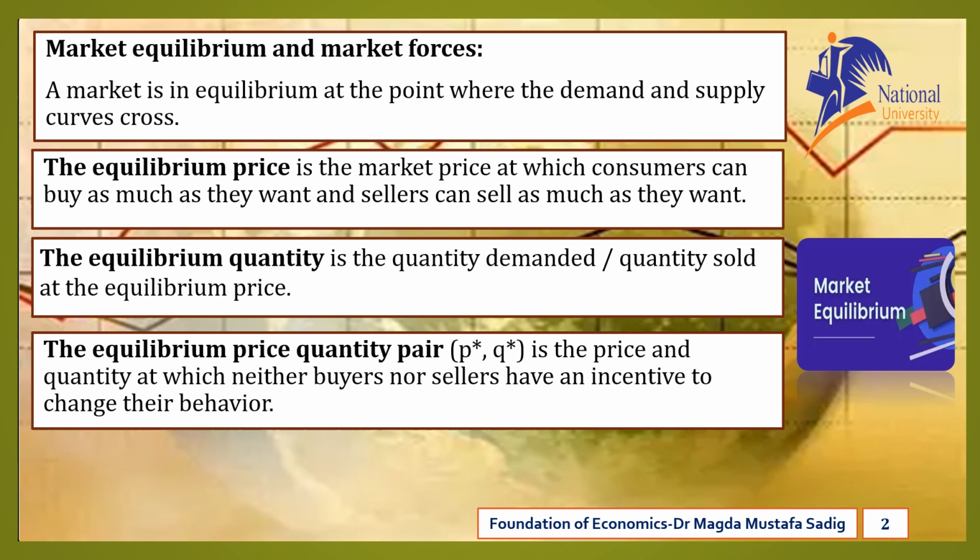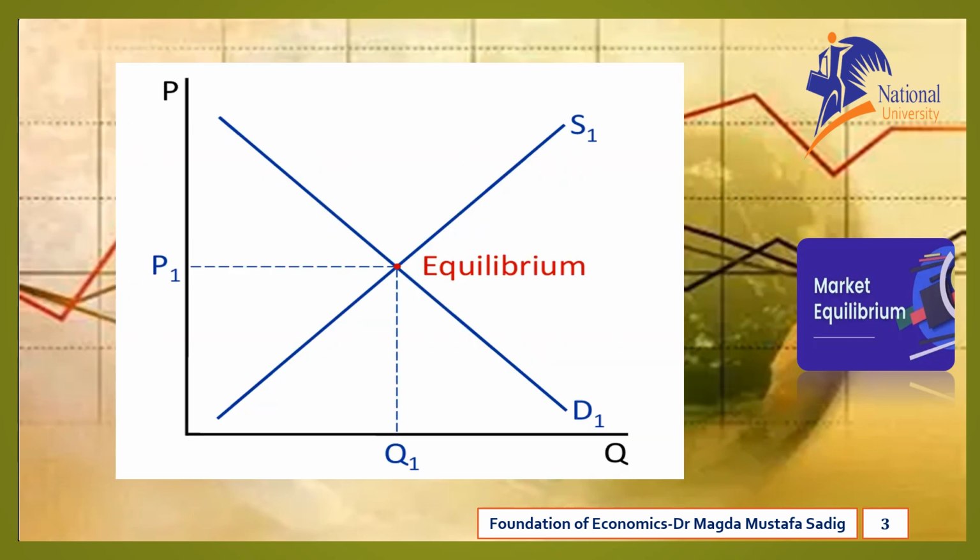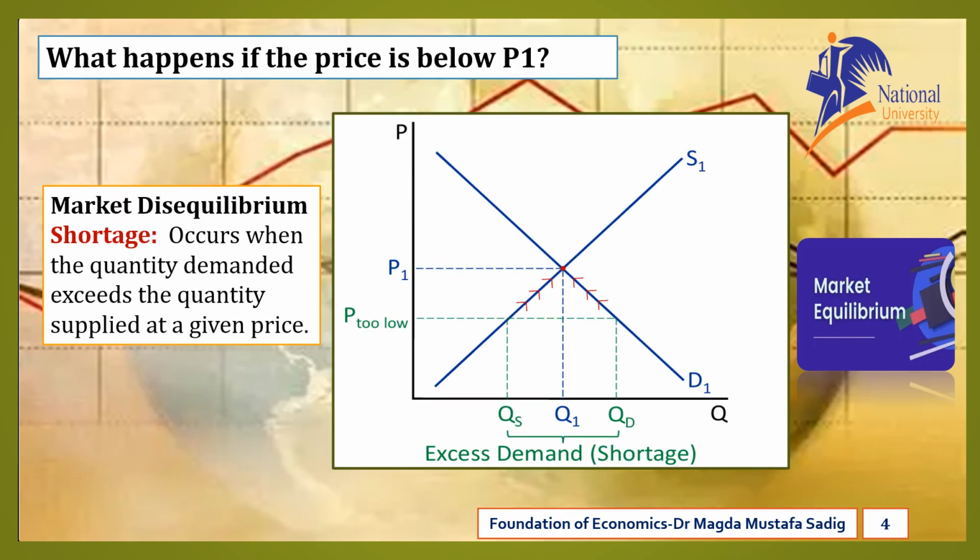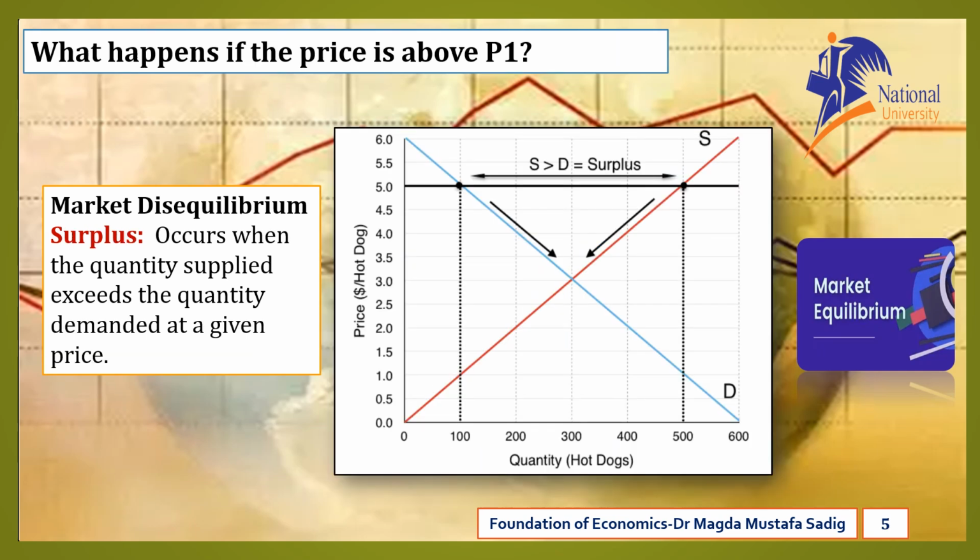So, let us look at the graphical presentation of these. When the quantity demanded equals the quantity supplied at a given price, the market is in equilibrium. Now, market surplus. Surplus occurs when the quantity supplied of a good exceeds the quantity demanded at a particular price level.